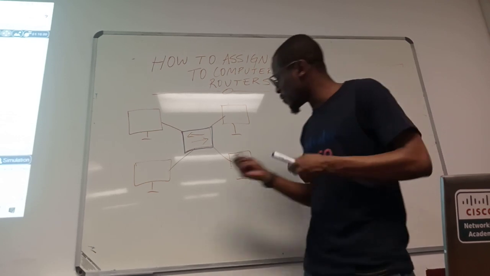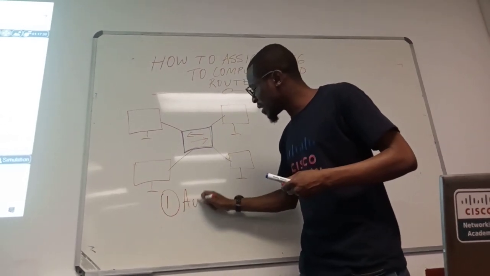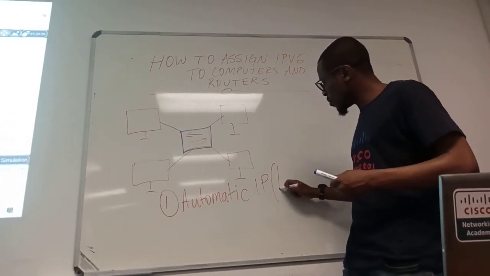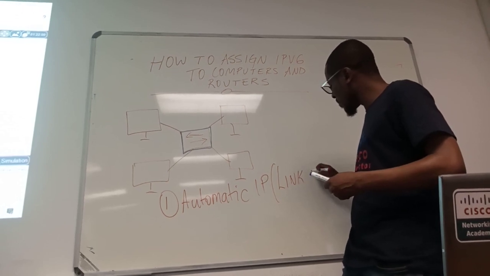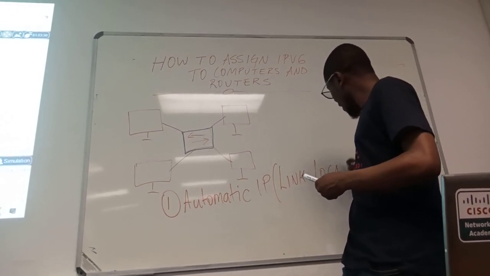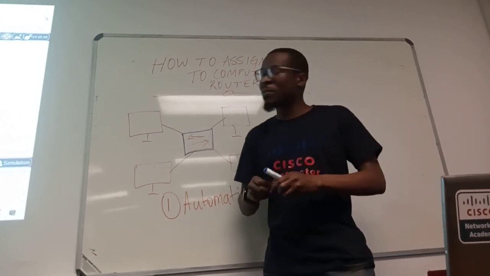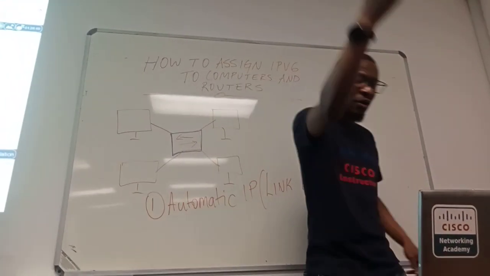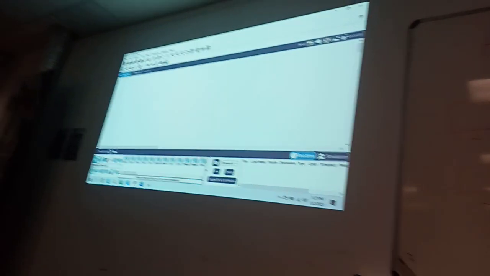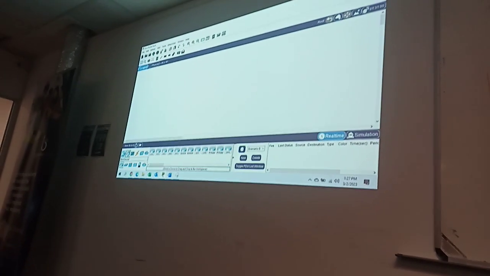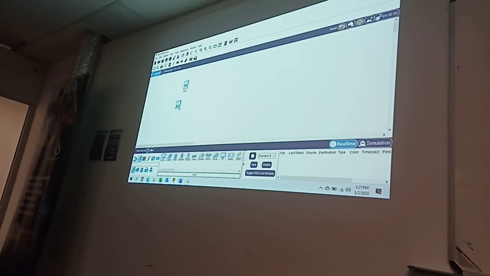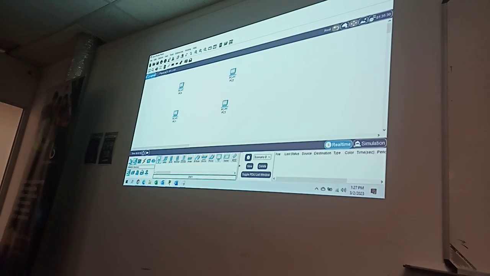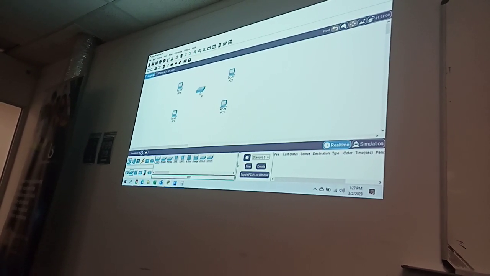So number 1, we're going to check for the automatic IP, automatic or link local. Alright? So I'm going to drag and drop my 4 computers there. You can do it together with me, my friend. No matter, let's drag and drop 4 computers. Are you done? Yes. Okay, just give me time.